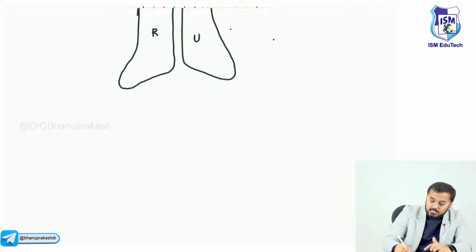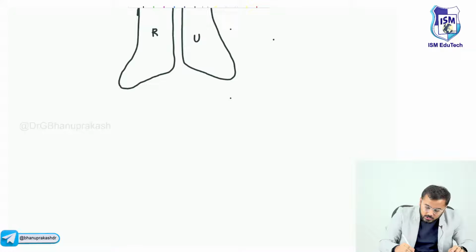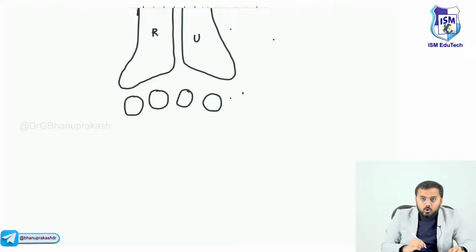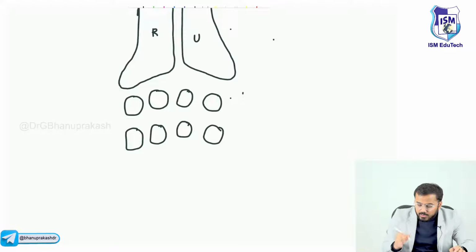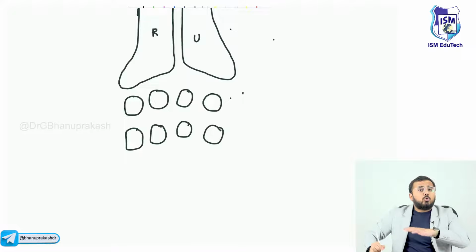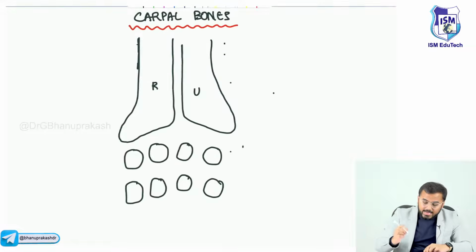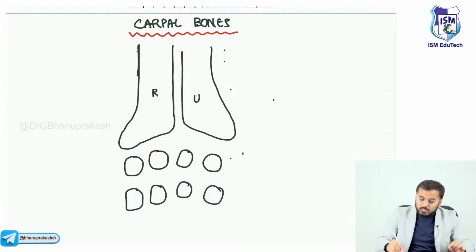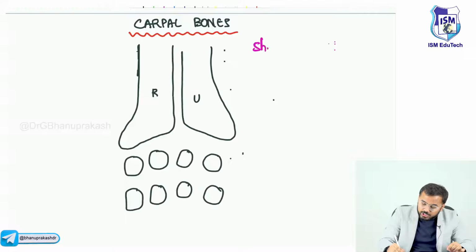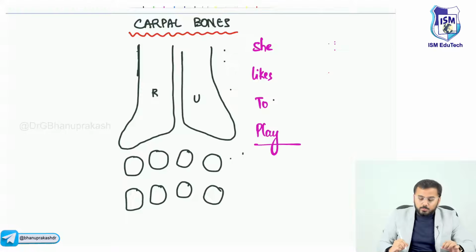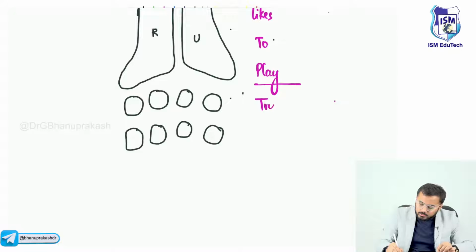So beneath this, we have got 8 carpal bones. This is 1, 2, 3, 4, 5, 6, 7 as well as 8. How do I remember these 8 carpal bones? An easy way to remember them is like this: She likes to play. Try to catch her.